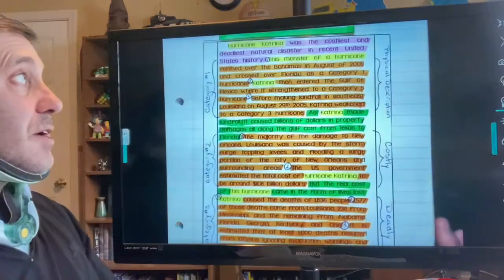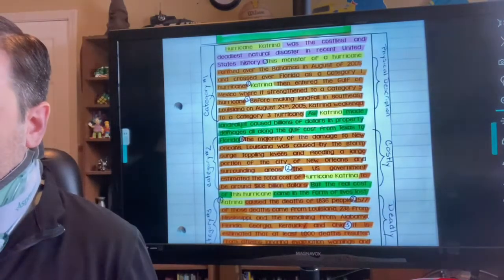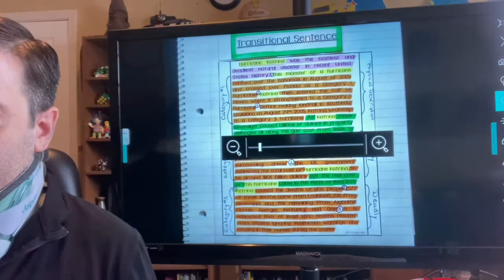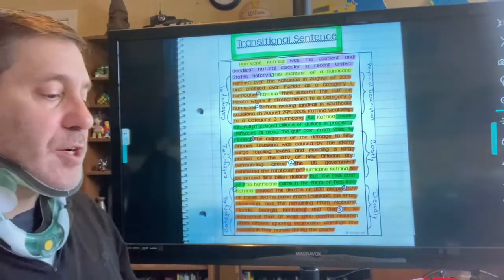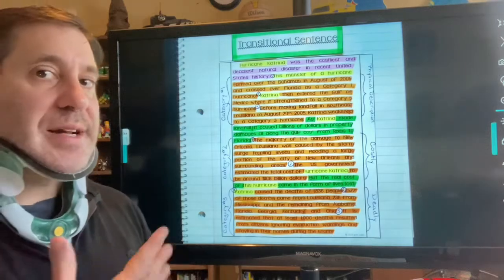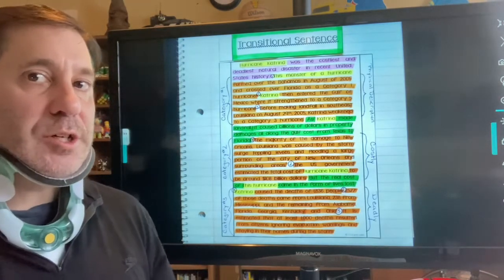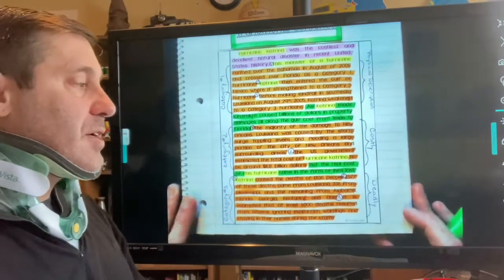When you're done, your notebook page will look like this. And see, you would normally never highlight an article like this. If you were reading an article for science or social studies, you would not highlight in this way, because what we're doing is not highlighting. We're actually color coding. So you can see how this article is laid out.